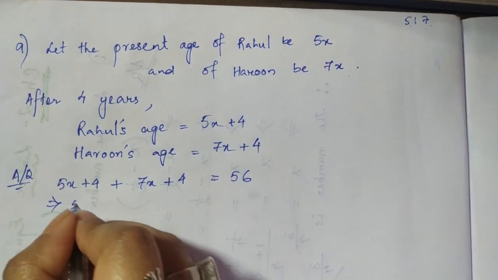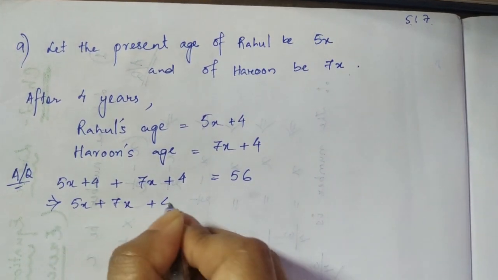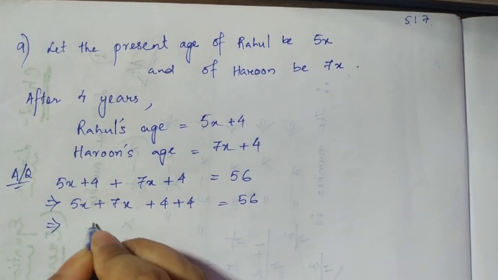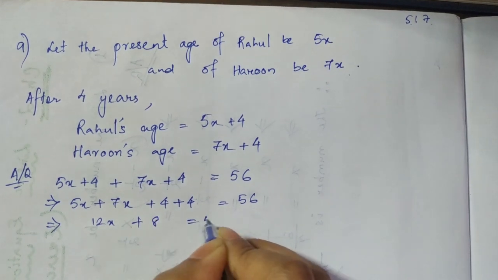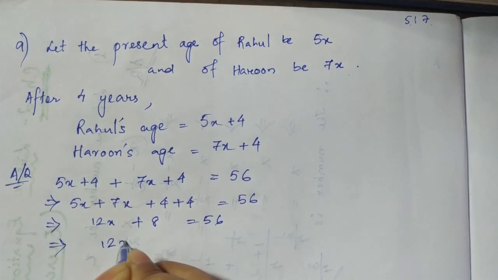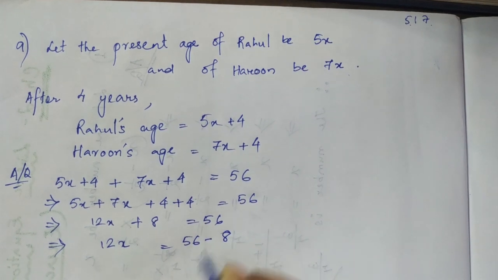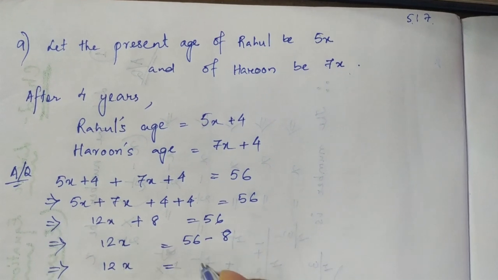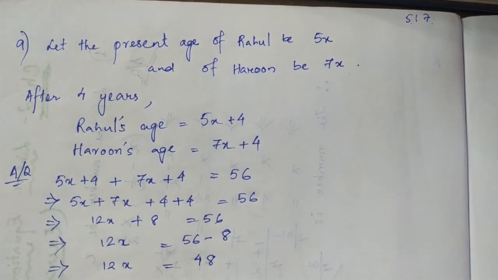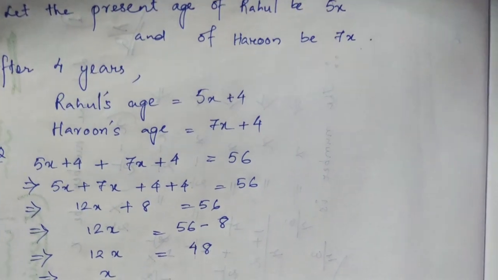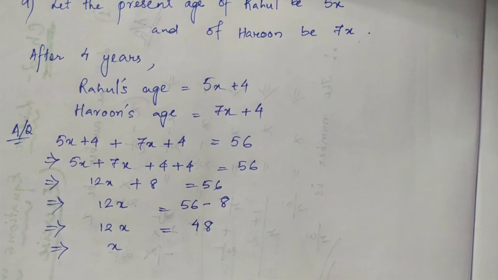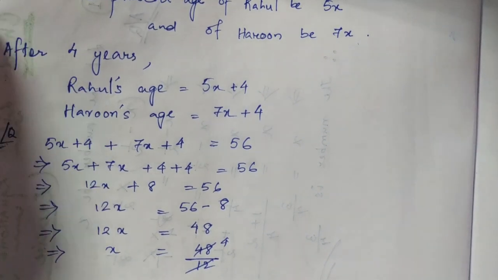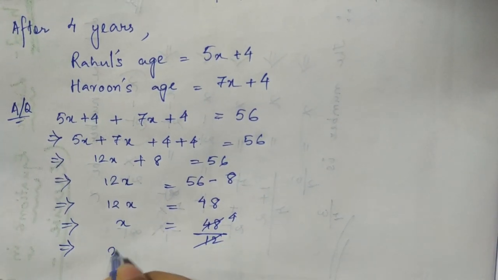Now let's solve it, bringing the like terms together. 5x plus 7x is 12x. This 4 plus 4 gives me 8. So 12x equals 56 minus 8, just transferring it to the other side. 12x is equal to 48. x will be equal to 48 divided by 12. You know, 12 4s are 48. That means I got the value of x, that is x is equal to 4.